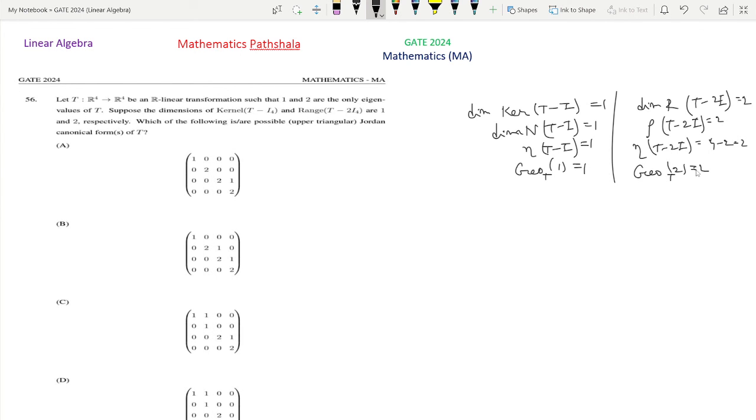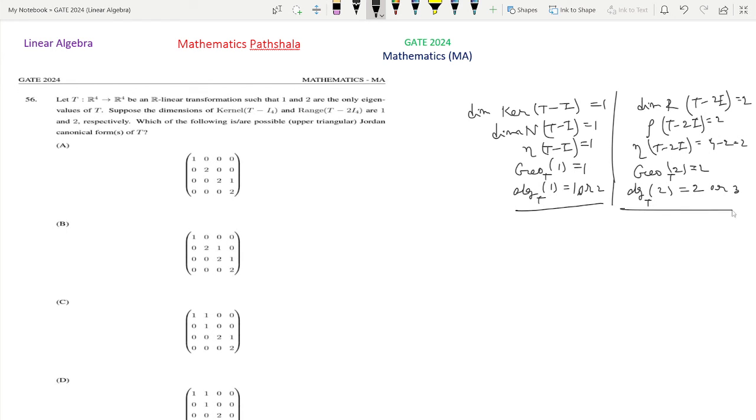So clearly the algebraic multiplicity of 1 will be 1 or 2. This cannot be more than 2 because the geometric multiplicity of 2 is already 2. So the algebraic multiplicity of 1 must be less than or equal to 2, so this is 1 or 2. And also the algebraic multiplicity of 2 is either 2 or 3. This cannot be 4 because one eigenvalue is 1.